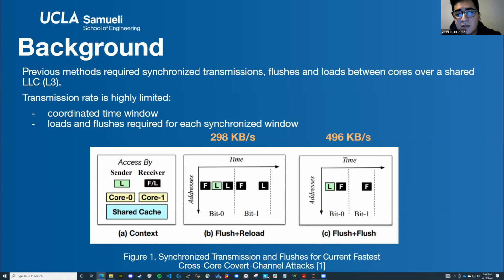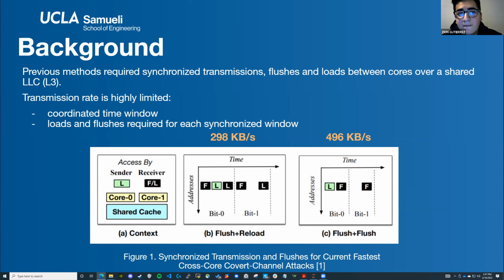In a Flush+Reload attack, shown in figure B, within each bit period, the receiver uses cache line flush instructions to evict a shared address from the cache and then waits for the sender to access it. Once the sender accesses it, the receiver reloads the address. If the receiver observes a fast cache hit caused by the sender accessing it, then it's decoded as a 0. Otherwise, the slow access will decode as a 1.